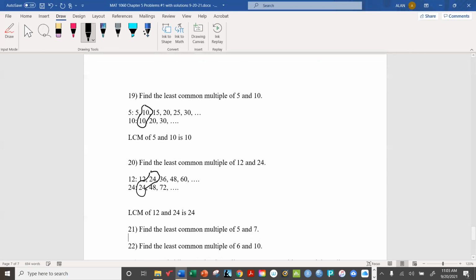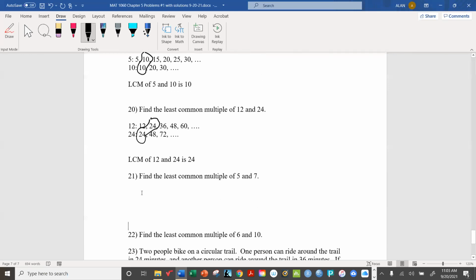Now, how about 5 and 7? Okay, this one might be a little tricky.